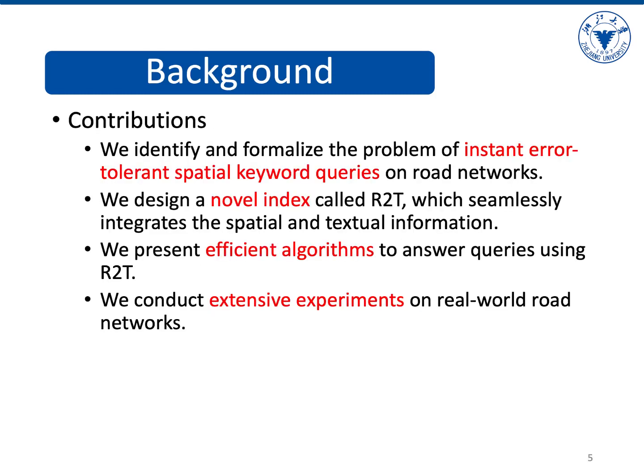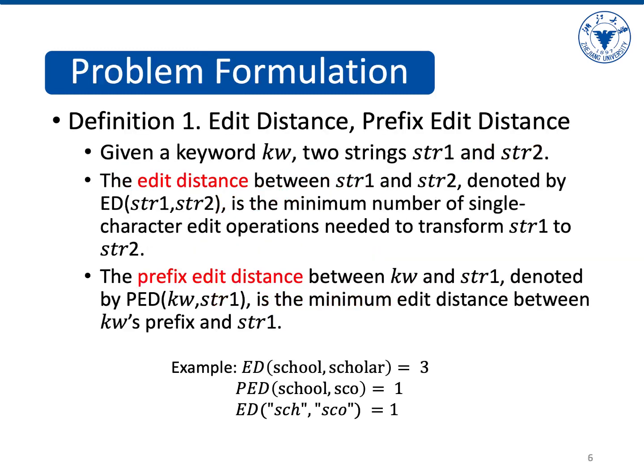Our contributions are as follows. First, we identify and formalize the problem of instant error tolerant spatial keyword queries on road networks. Second, we design a novel index called R2T, which seamlessly integrates the spatial and textual information. Third, we present efficient algorithms to answer queries using R2T. Finally, we conduct extensive experiments on real-world road networks. Next, we give some definitions from the paper.